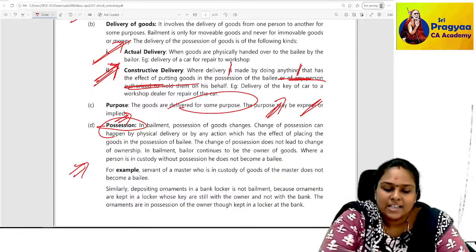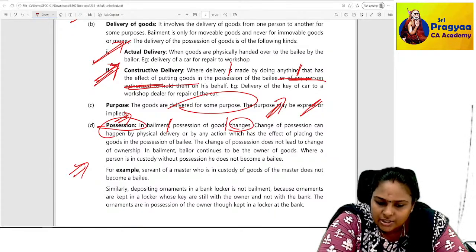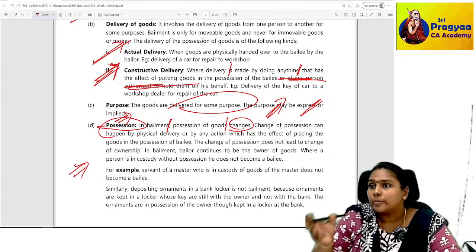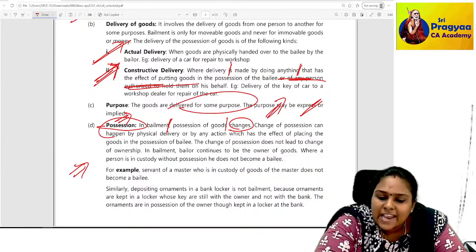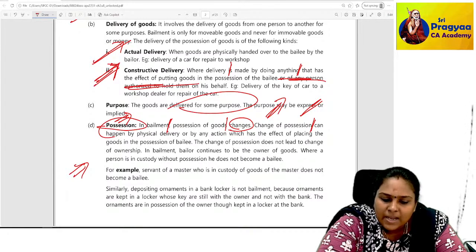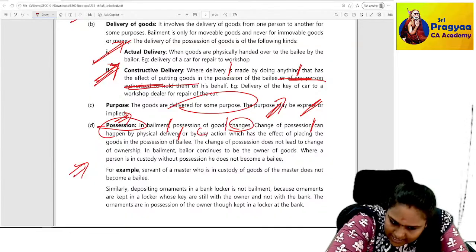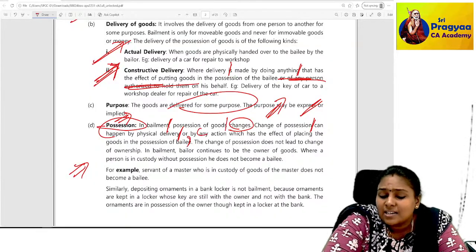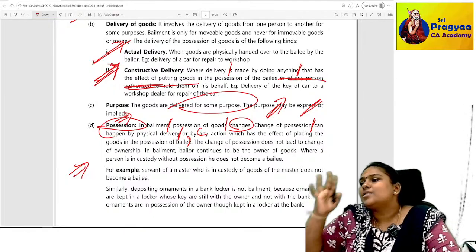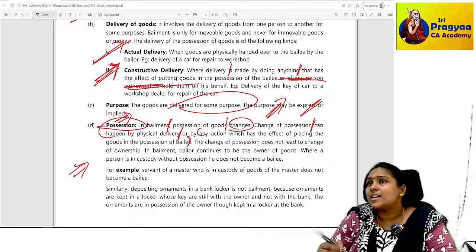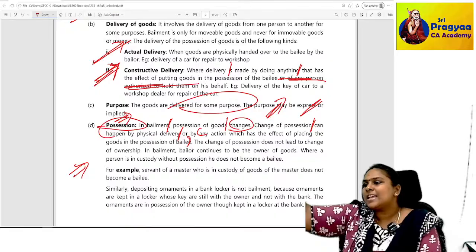Okay. Yes, let us go read. In bailment, possession of good changes. Possession of good changes from whom to whom? Owner to the bailee, bailer to the bailee. Change of possession can happen by physical delivery or constructive delivery. The same thing is what we studied under constructive delivery. So it can happen by what? Physical delivery or constructive delivery. Constructive delivery means anything that you do which has the effect of putting the possession with the other person.